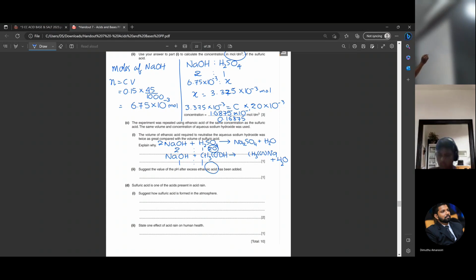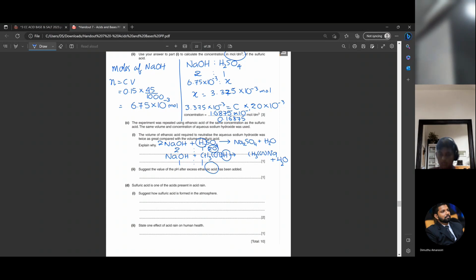Sulfuric is giving you how many hydrogen ions? 2. Ethanoic is giving how many hydrogen ions? 1. So for ethanoic to do the same job of 1 sulfuric, you need 2 ethanoic, because ethanoic gives you only 1 H plus and sulfuric gives you 2 H plus.